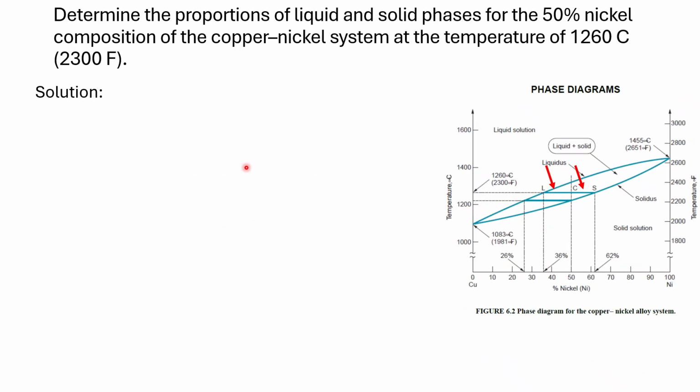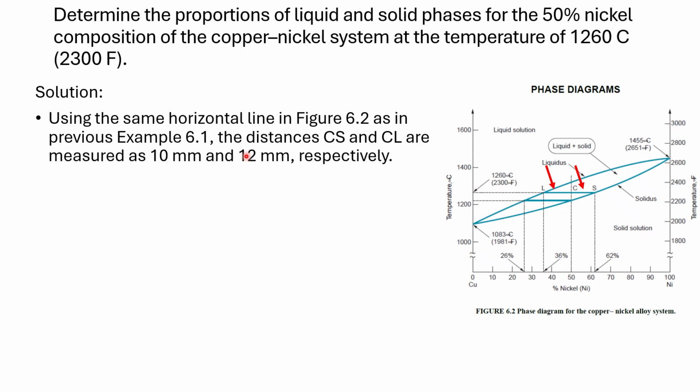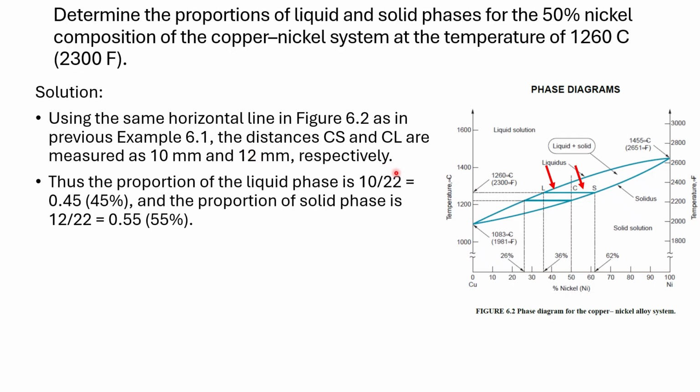So let's have an example to determine the proportion of the liquid and the solid phases for the 50% nickel composition of the copper-nickel system at the temperature of 1260 degrees. So we sketch a line. Now we have the LC and the CS to be measured. So using the horizontal line in figure 6.2 as in the previous example 6.1, the distances of the CS and the CL are measured to be 10 millimeters and 12 millimeters respectively. Okay, now we know these distances, we just simply apply the equations.